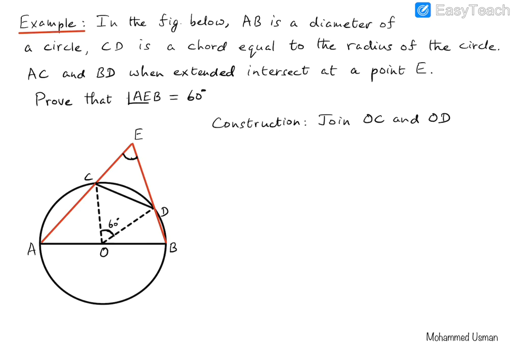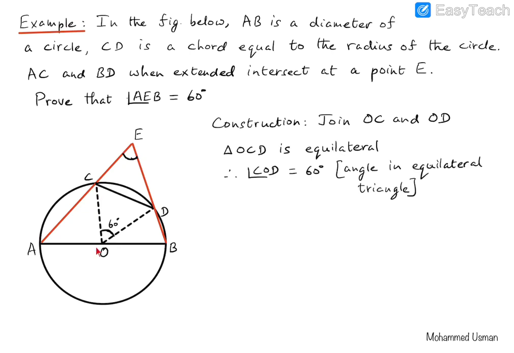So when we have joined OC and OD, we get the triangle OCD to be an equilateral triangle, and therefore the angle COD equals 60 degrees. But angle COD is also the angle subtended by the chord CD at the center of the circle, right?